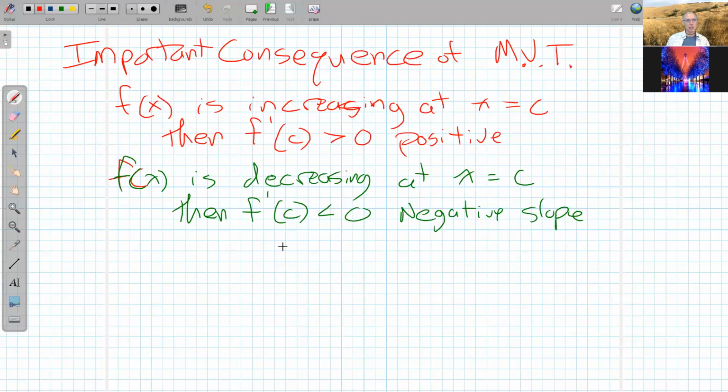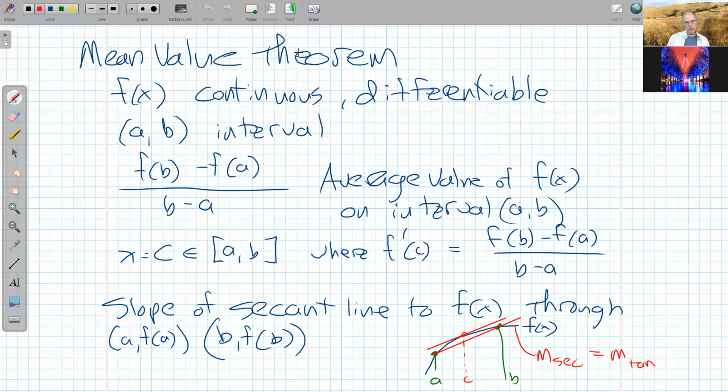All right, but we gotta have fun with this for now. So we'll come back to this consequence of the mean value theorem, but let's just exercise the mean value theorem in a couple of examples.